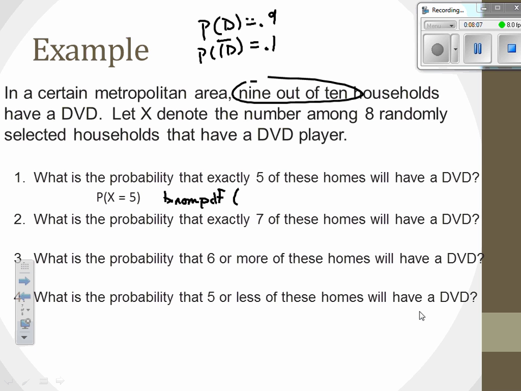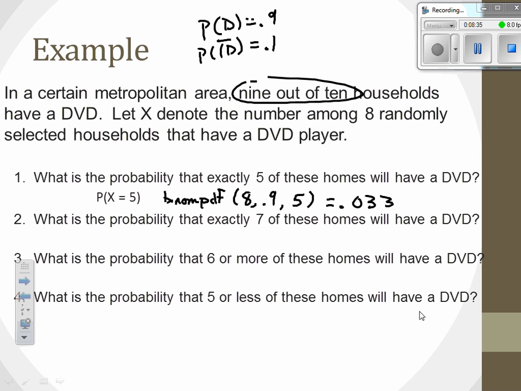And so when we get into our settings, whether you have the new operating system or not, the first thing you want to do is the number of trials. So we're doing 8 homes. The probability of success is 0.9, and then we're looking for 5. So out of the 8 homes, 90% have it. We're looking for that we get exactly 5. That's 0.033.